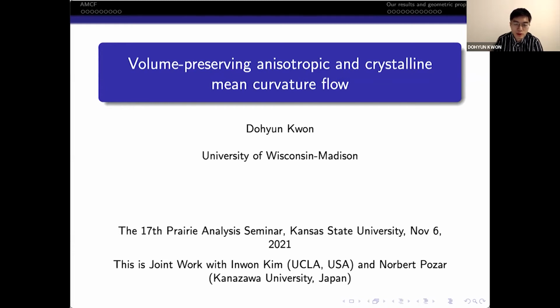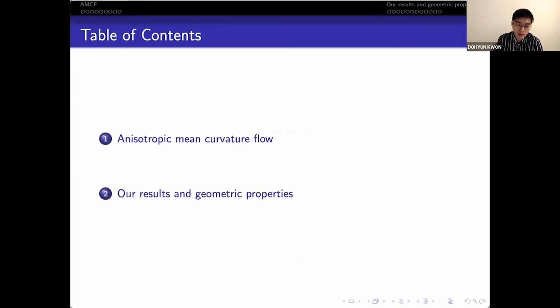So today I will talk about my result on volume preserving anisotropic and crystalline mean curvature flow. This is joint work with Inwon Kim at UCLA and Robert Pozar at Kanazawa University. I will focus on these two topics today. I will briefly talk about anisotropic mean curvature flow, and then I will introduce our result as well as geometric properties.